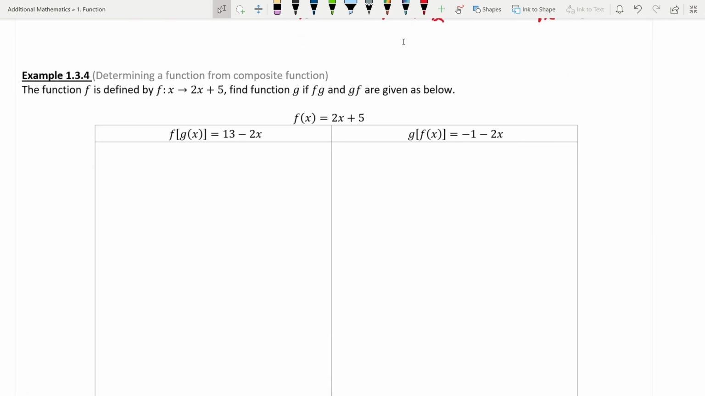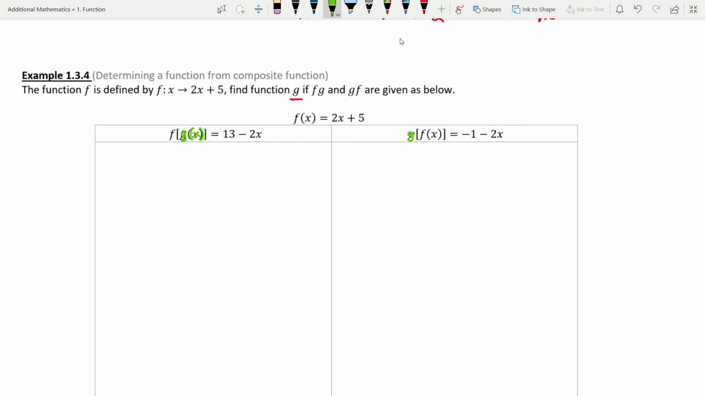Example 1.3.4. The function f is defined by f such that x is converted into 2x plus 5. Find function g if fg and gf are given as below. Our purpose is to find the function g. And we are given a composite function and also the function f. We have two cases here. First one, the function g is inside, and the second one, the function g is outside.